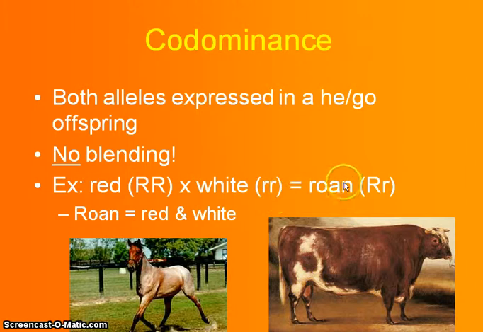Now in this situation, it's called roan when we see both the red and the white. So we don't see pink cows and horses floating around out there. There's no incomplete dominance, it's codominance where you see both of those characteristics from each of the alleles.